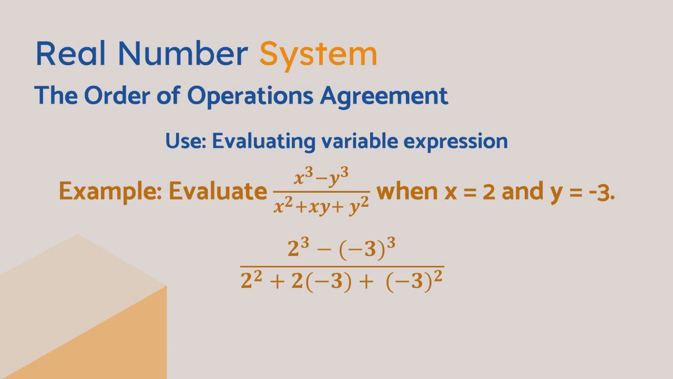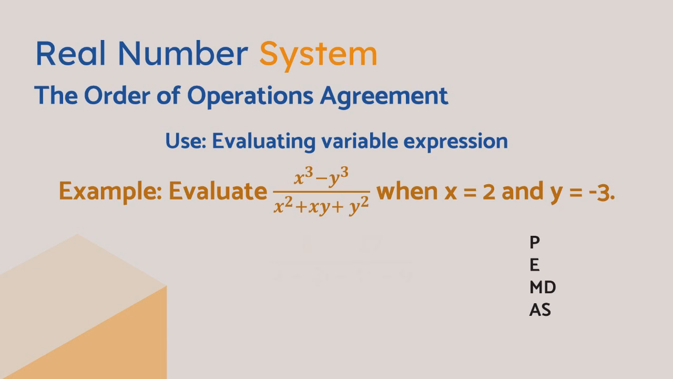Let's begin with the numerator. So we have exponents. We have 2 cubed, that's 2 times 2 times 2, that's 8. And we have -3 cubed. So that's -3 times -3 is +9, times -3 is -27. At the bottom, we have 2 squared, so that's 4. And -3 squared, so that's -3 times -3 equals +9. Using PEMDAS gives us 8 minus -27 all over 4 plus 2 times -3 plus 9.